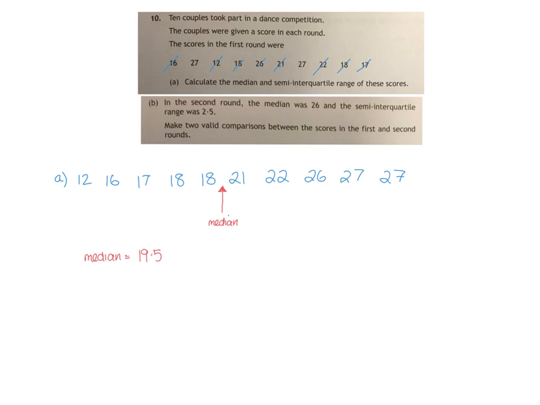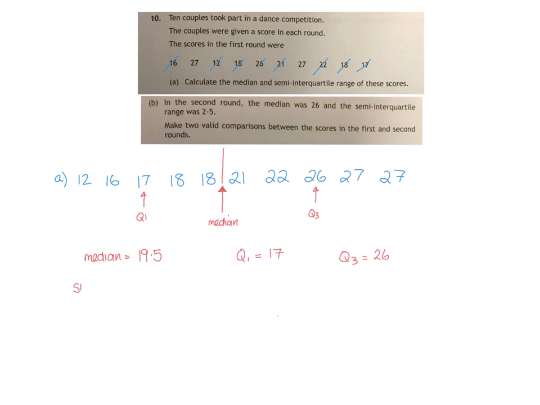So now we've got to find our semi-interquartile range. So to find this we need our quartiles, so we need our Q1 and we need our Q3, because our median is technically our Q2. So if we split it in here, Q1 is the median of the first 5 numbers, and then Q3 is the median of the last 5 numbers. So we've got Q3 is 26 and Q1 is 17.